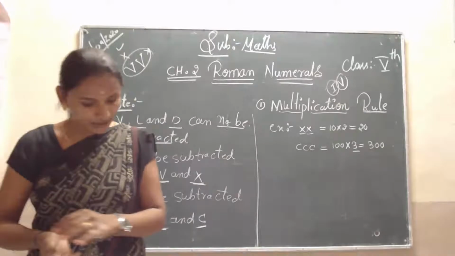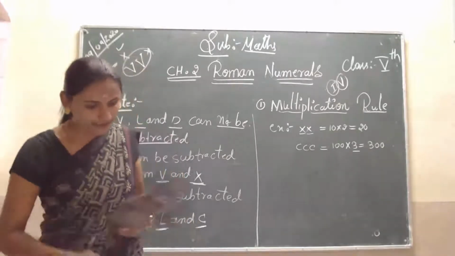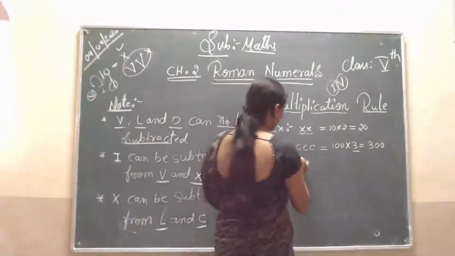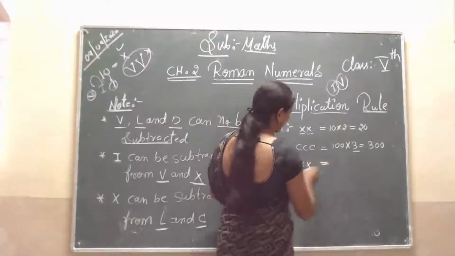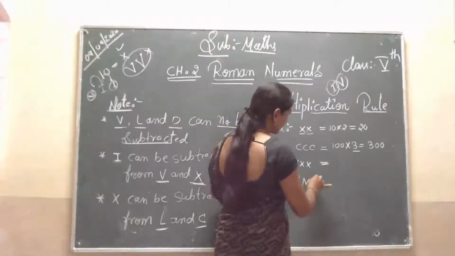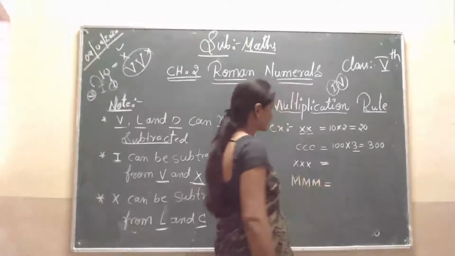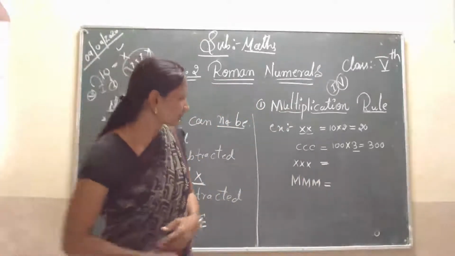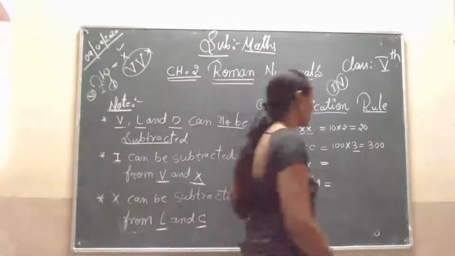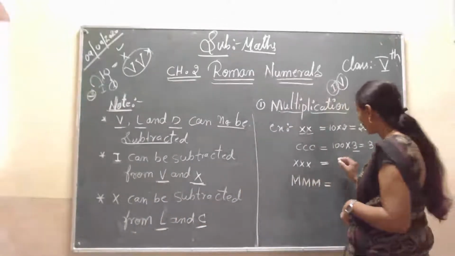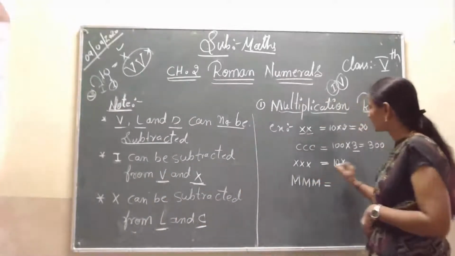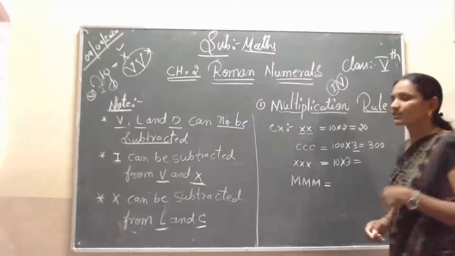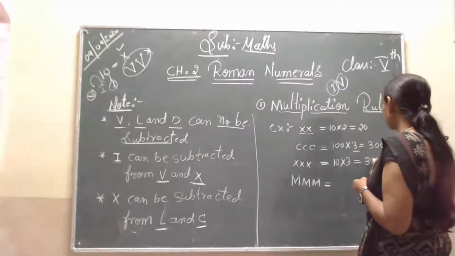Okay, students, next one. So again, I will show you 2 examples here. I have written 2 questions. X repeated 3 times. How many times in X? You already know the value of X is 10, but it is repeated 3 times. So 10 into 3 is 30.